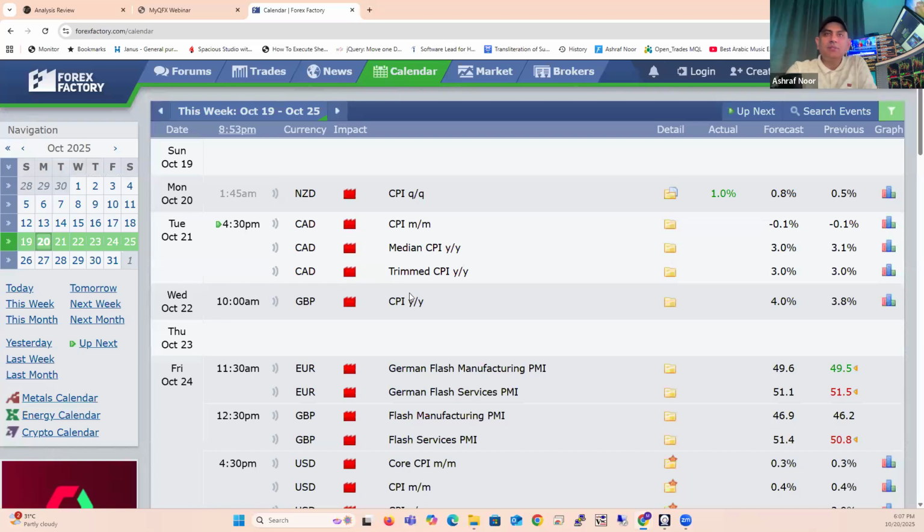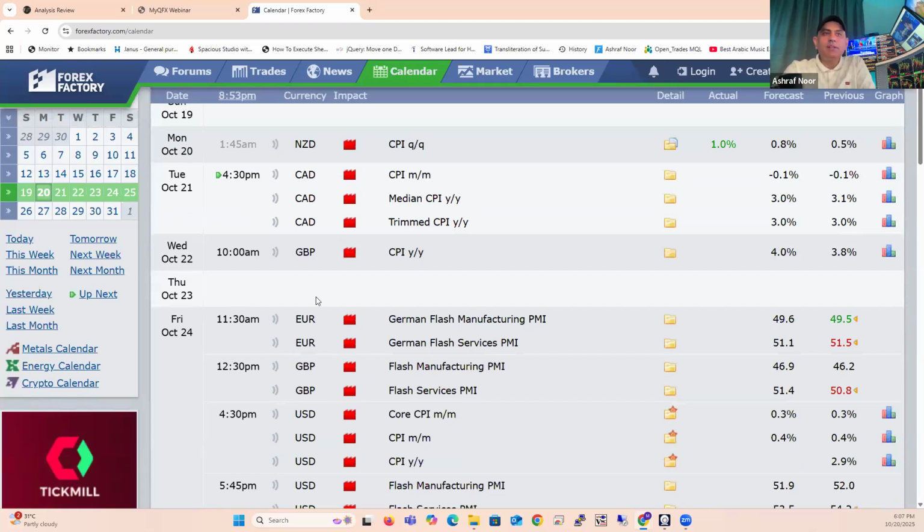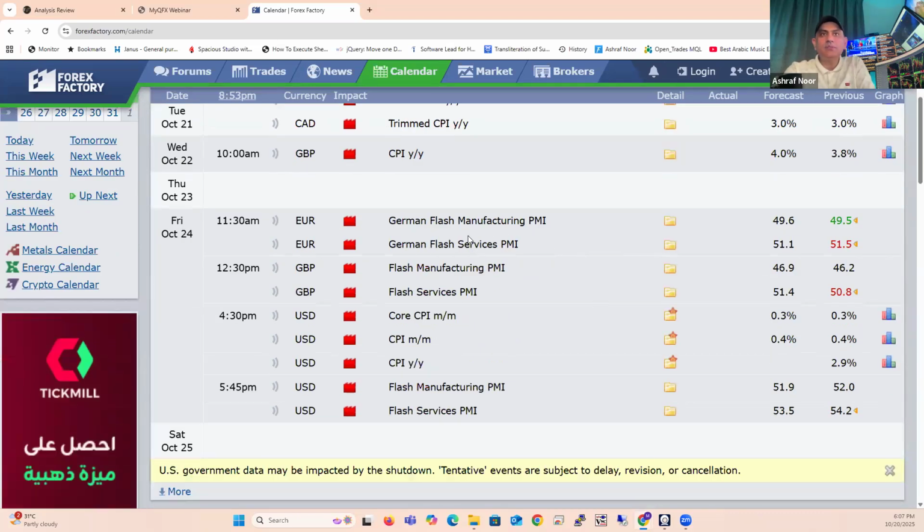I mainly trade with more focus on Euro USD, pound dollar, and sometimes gold, and sometimes the yen pairs. I'm going to show you in the charts in a minute. Thursday, we don't have any high impact news. And Friday, we have high impact news for the euro, as you have seen.